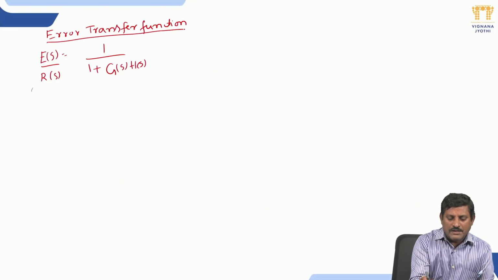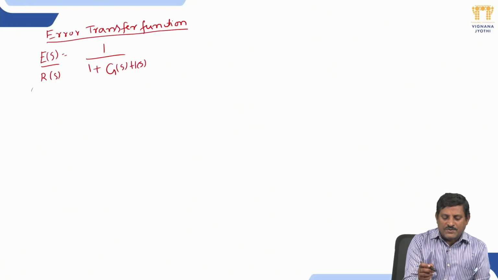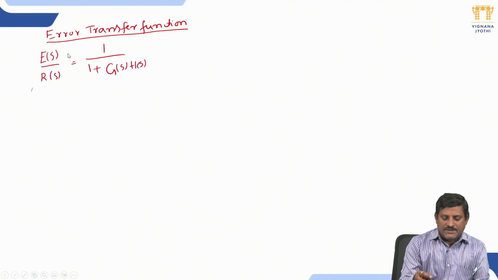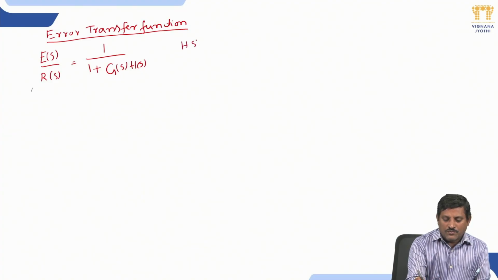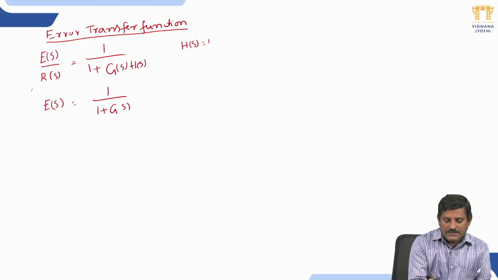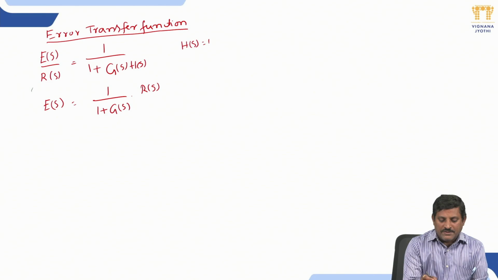Error transfer function. Here E of s is the error signal, R of s is the input signal, and it is equal to 1 by 1 plus G of s and H of s. Here H of s is the negative unity feedback transfer function, that is H of s equals 1. So E of s is equal to 1 by 1 plus G of s into R of s. Here the error E depends on the input signal and the forward path transfer function.